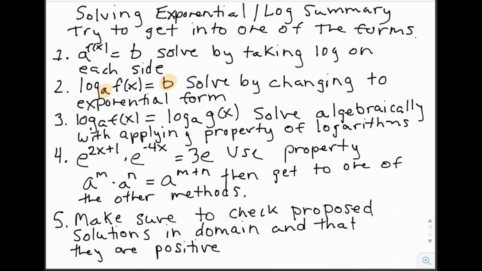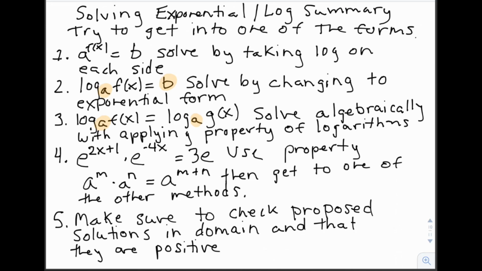Okay, so next we have our number 3 here. You might have log base a of f of x equal to log base a of g of x. Basically, you solve this algebraically by applying the property of logarithms. If you have the same bases here, in this case log base a, you can get rid of your logs on both sides, leaving you with f of x is equal to g of x. Now for number 4 here, we have e raised to the 2x plus 1 times e raised to the negative 4x, and that's equal to a positive 3e.